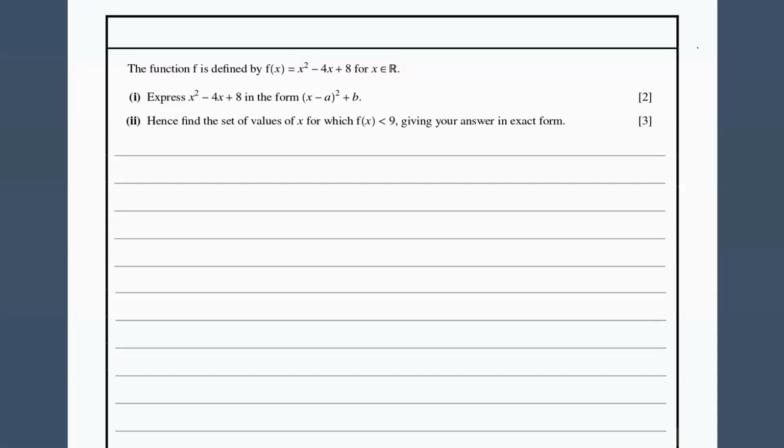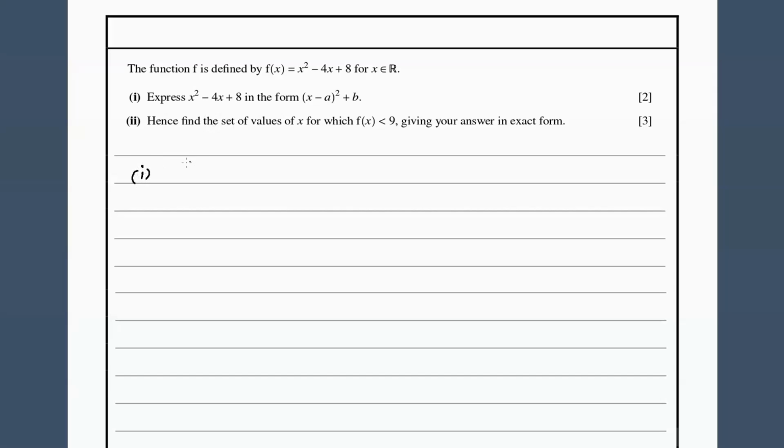It says the function f is defined by f of x is equal to x squared minus 4x plus 8 for values of x that are elements of all real numbers. So on part 1, express x squared minus 4x plus 8 in the form x minus a squared plus b. Alright, so let's start with that part 1.